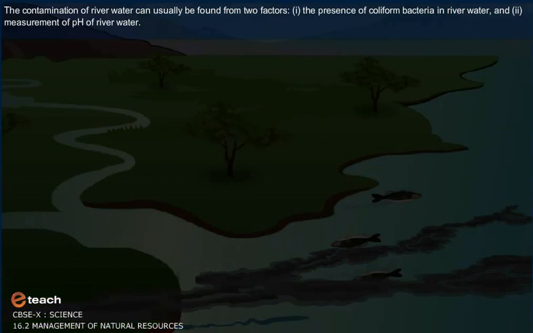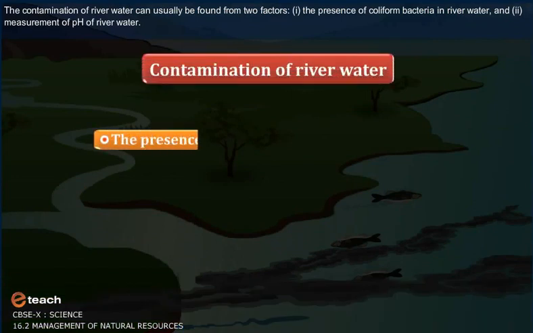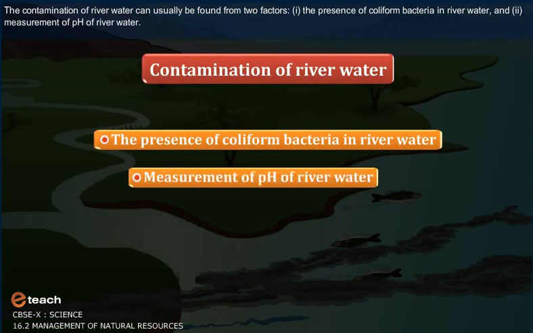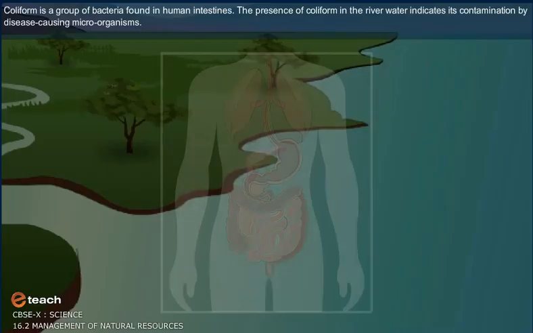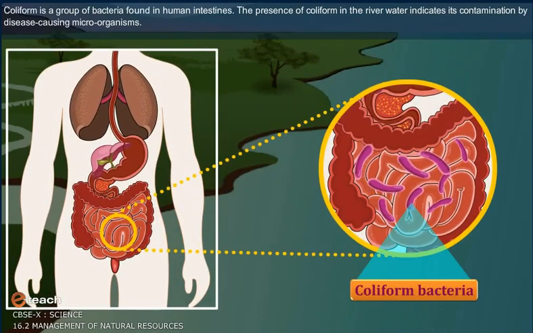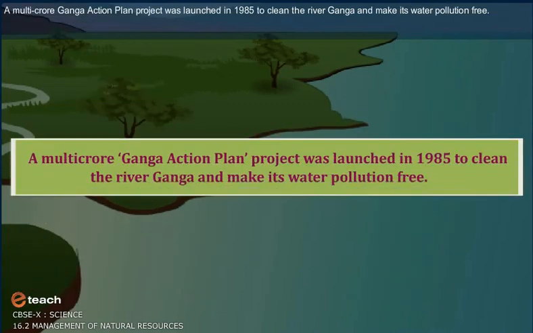The contamination of river can usually be found from two factors. One, the presence of coliform bacteria in river water, and second, measurement of pH of river water. Coliform is a group of bacteria found in human intestines. The presence of coliform in the river water indicates its contamination by disease-causing microorganisms. A multi-crore Ganga Action Plan project was launched in 1985 to clean the river Ganga and make its water pollution-free.